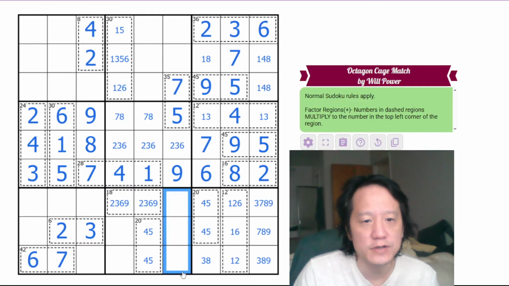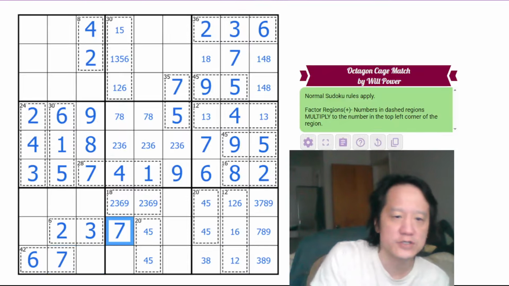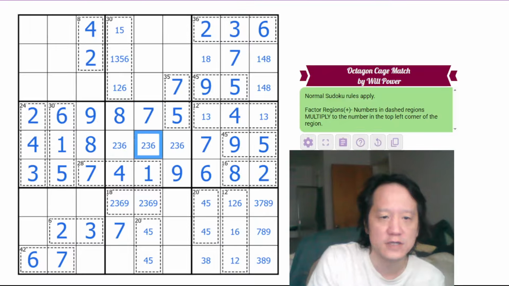Where is the 7 in this lower central box? It cannot be here. It cannot be any of these because they don't multiply to a multiple of 7. So 7 has to be one of these two, cannot be here because of 7 in the row. So this is 7, which makes this 8, which makes this 7.